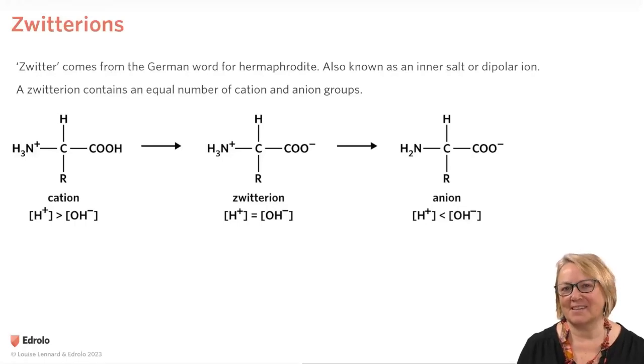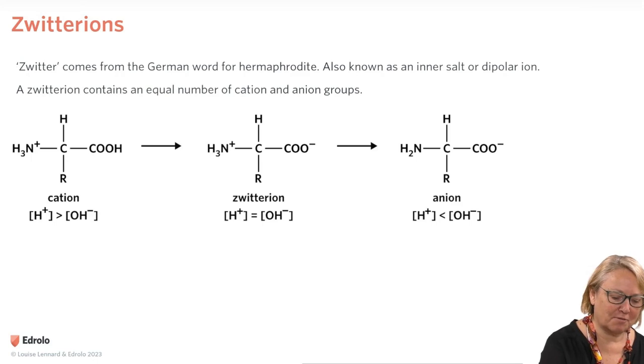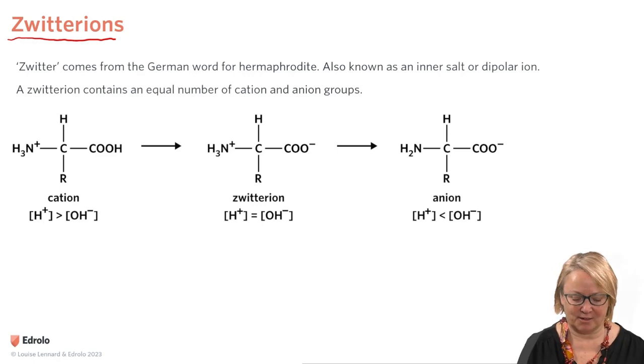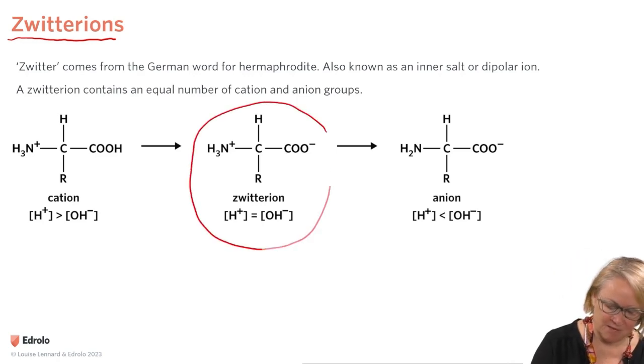Okay, welcome back. This is Enzymes and Medicines Part 2. There's a word you might not have heard of before, and it's zwitterion. It comes from the German word for hermaphrodite. It's also known as an inner salt or dipolar ion. And here we have a zwitterion.